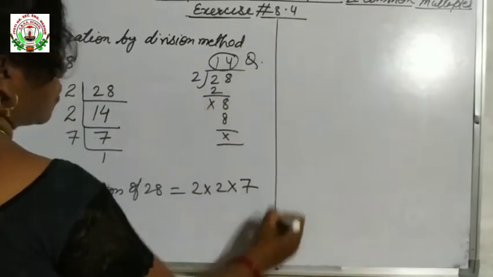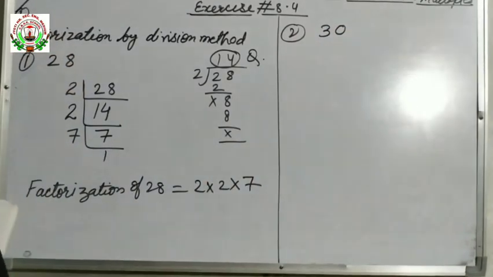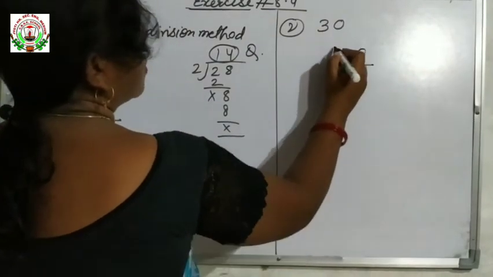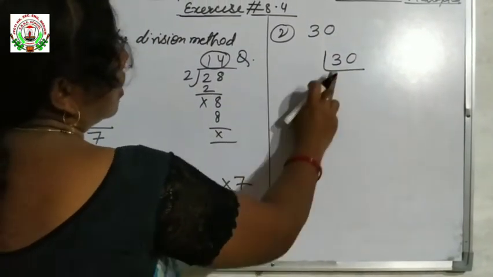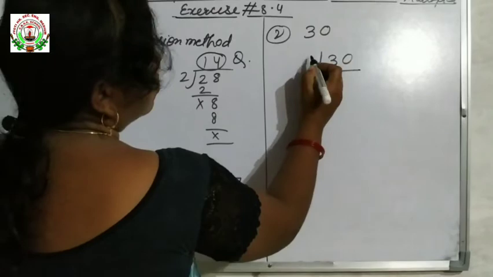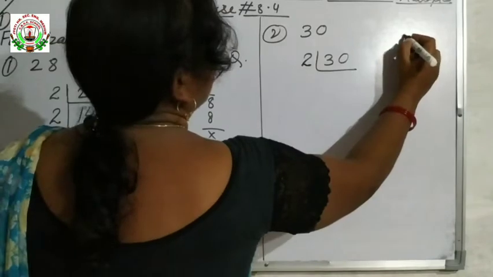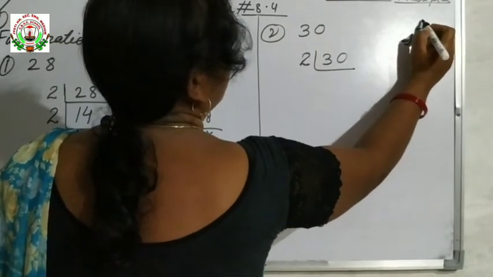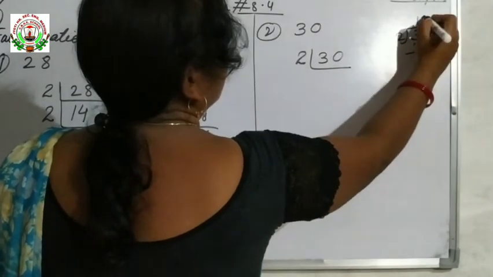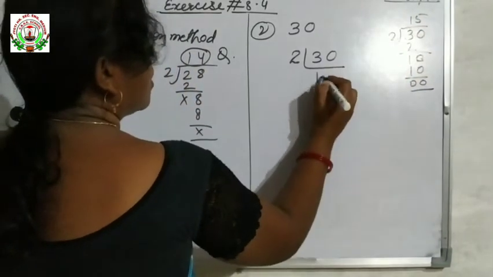Understood? Now next we will see number 2. Suppose the question is 30. I am taking an example. Factorization of 30 by division method. Now again 30, the ones place number is 0, so it is an even number, so it is divisible by 2. The smallest prime number is 2, so we will take 2. When you divide 30 by 2, 2 ones are 2, 1 0, 2 fives are 10, so 15.